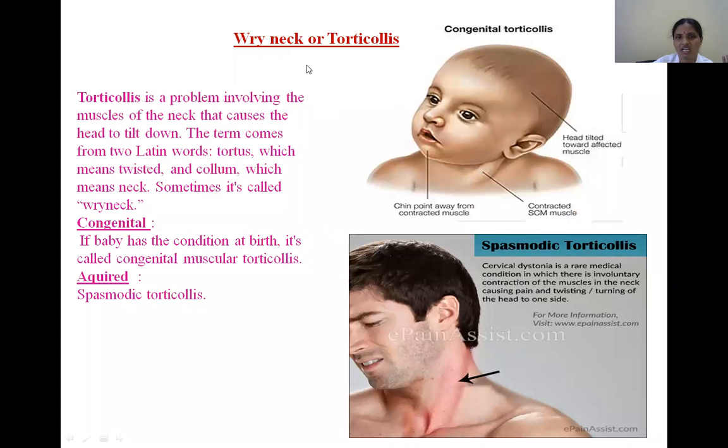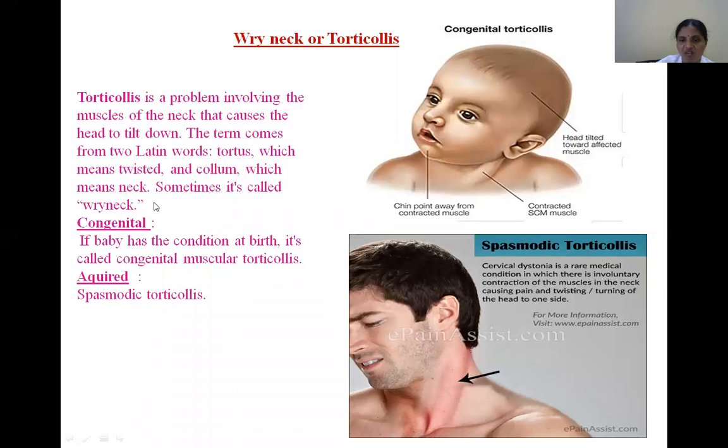Then what is the clinical importance of the sternocleidomastoid? The Wryneck or torticollis. So what is Wryneck or torticollis? It's a problem involving the muscles of the neck, particularly the sternocleidomastoid, which causes the head to tilt down. By the contraction, just imagine what happens. It tilts down. What is the meaning of torticollis? Tortus means tortuous, twisted, and collis means neck. So, twisting of the neck.